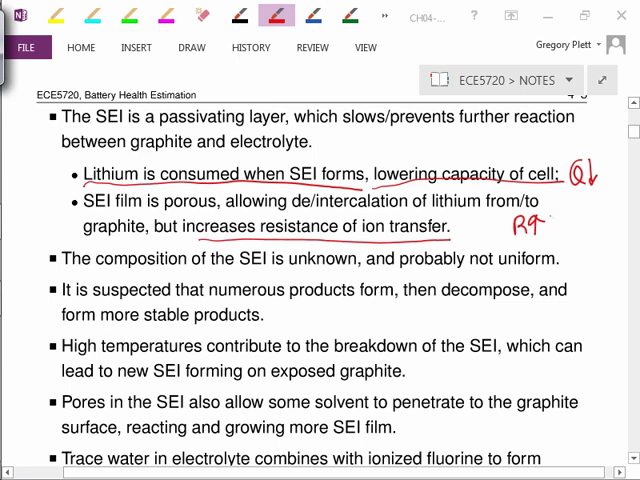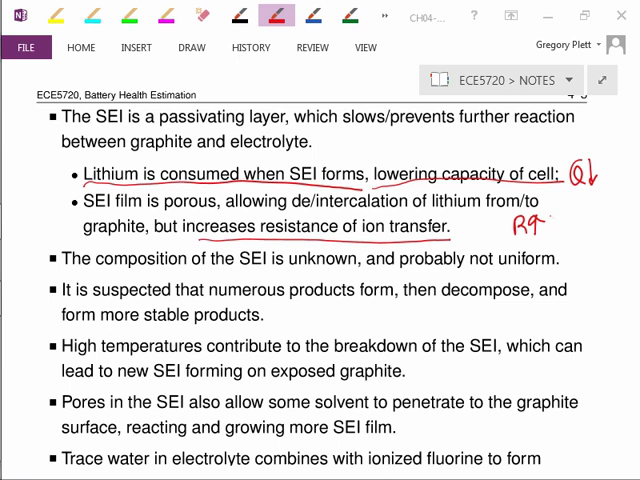And the porosity of this film is such that the pores are small enough that lithium can still get through, but the solvent really cannot get through well. So that's why it slows down the reaction with the solvent. It does pretty much form a barrier for the solvent, not completely, but at least to a great extent, for solvent to get through, but not lithium.